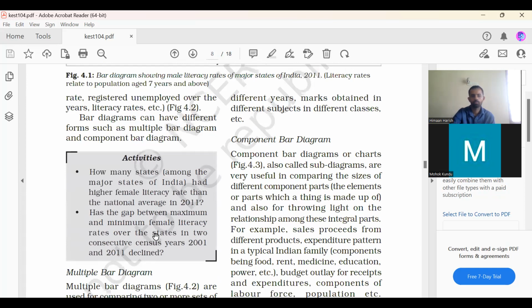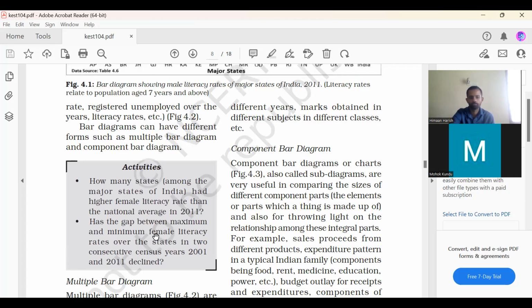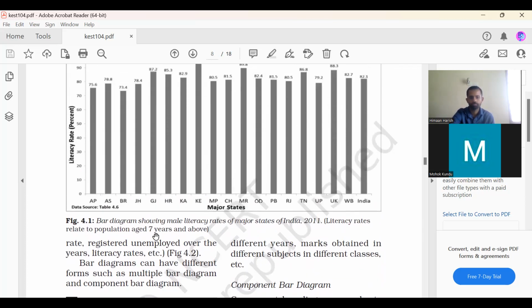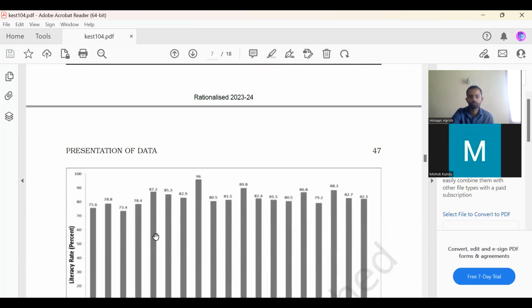Has the gap between maximum and minimum literacy rate of females over the states in two consecutive census years, 2001 and 2011, declined? Definitely. There's been an improvement. The gap between maximum and minimum has constantly declined in 2001 and in 2011 as well. There's a lower gap.